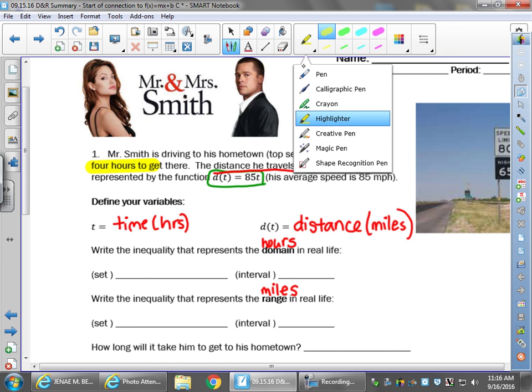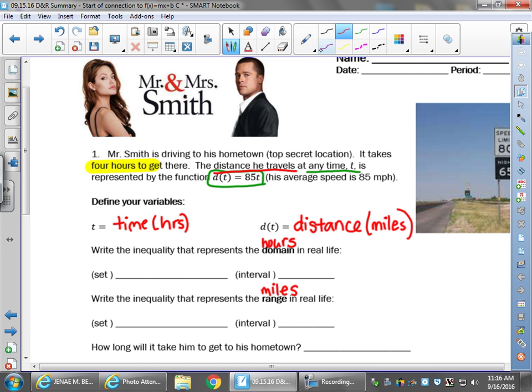Now we need to decide, what decision do we need to make? Is it a restriction on the domain or the range? Ashley, what do you think? Restriction on domain or the range? How do you know? Because why? Fantastic answer. Very good. So that means we're going to take this information and get our domain.